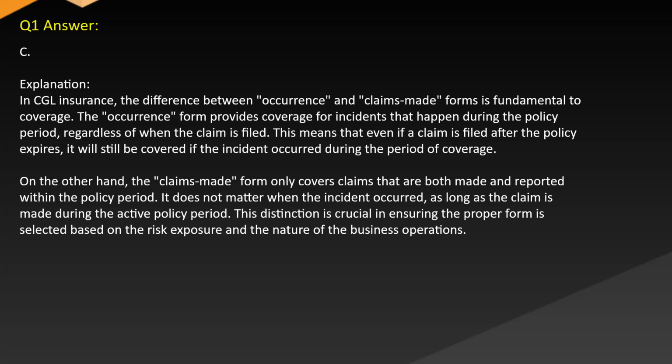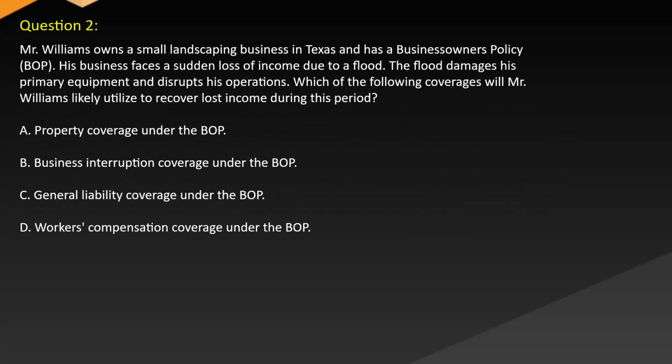On the other hand, the claims-made form only covers claims that are both made and reported within the policy period. It does not matter when the incident occurred, as long as the claim is made during the active policy period. This distinction is crucial in ensuring the proper form is selected based on the risk exposure and the nature of the business operations. Question 2.